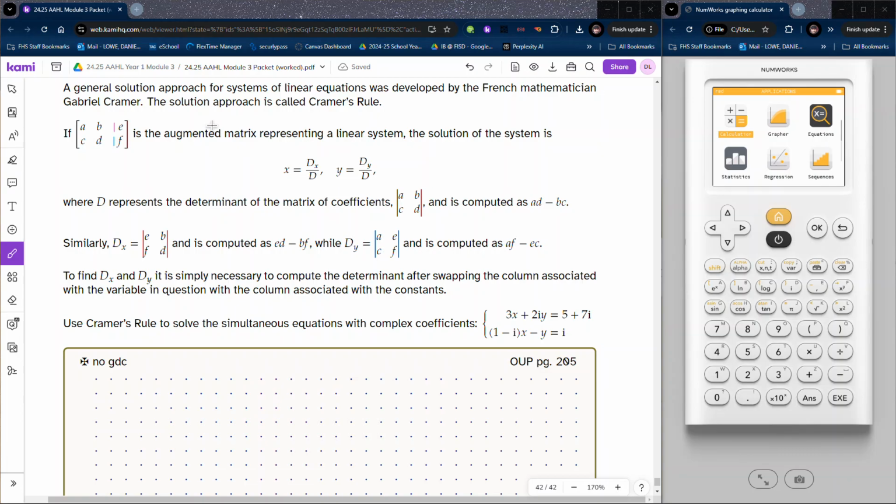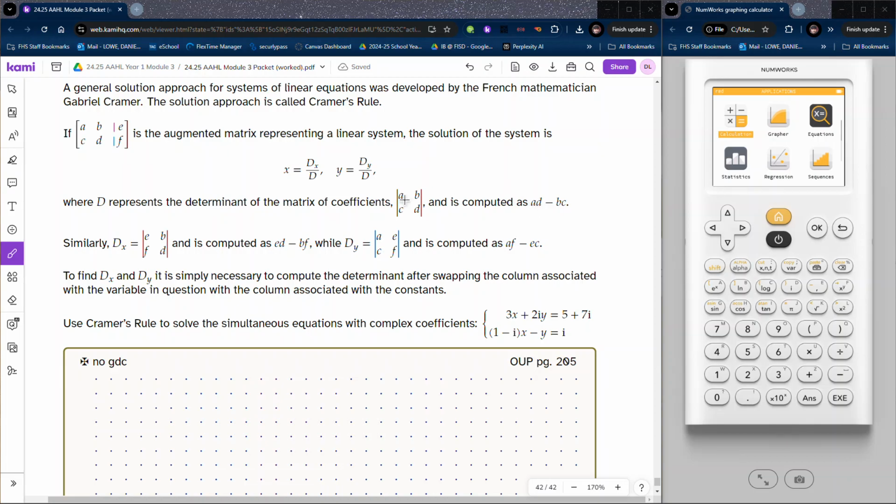So, a general solution approach for systems of linear equations was developed by the French mathematician Gabriel Cramer, and the solution approach is called Cramer's rule. If we have an augmented matrix representing a linear system, the solution of the system can be given by the following, where x is going to be equal to this, y is going to be equal to this, where the denominator, D, is the determinant of the matrix of coefficients from the system.